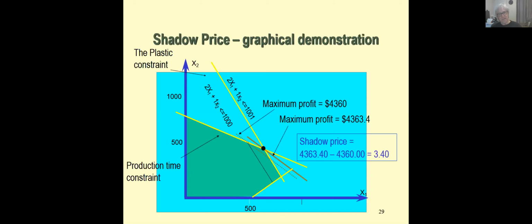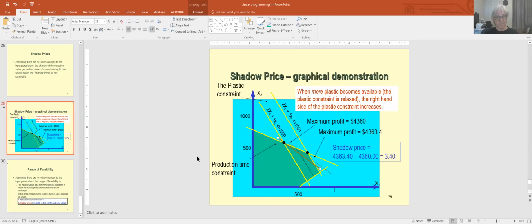As you do that, the profit needs to drop. So it will drop to here. And how much do you lose? $3.40 for this pound taken out. Now, what if I take 2 pounds of plastics?